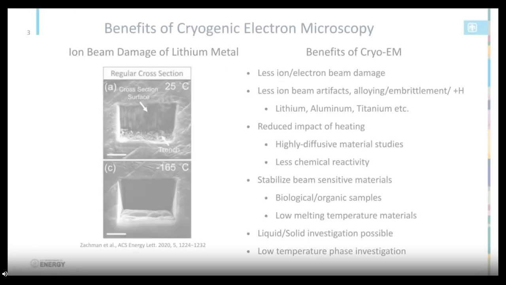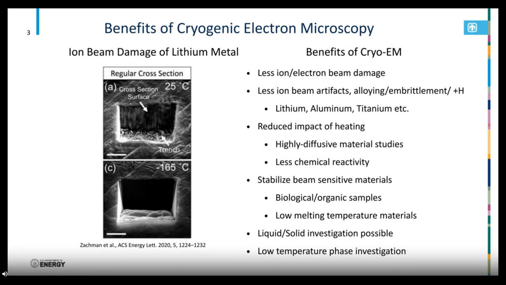So the benefits of cryo-electron microscopy are many. I've listed quite a few on the right. That's not fully exhaustive. But when it pertains to material science, it's especially important for sample preparation and sample imaging. You can see on the left here, this is a FIB cross-section of a lithium metal substrate. At room temperature, the FIB cross-section has a lot of remnant damage, whereas at cryogenic temperatures, it's nice and clean. So there's a lot less ion beam damage when you cool the sample.